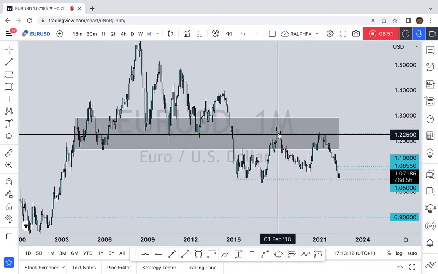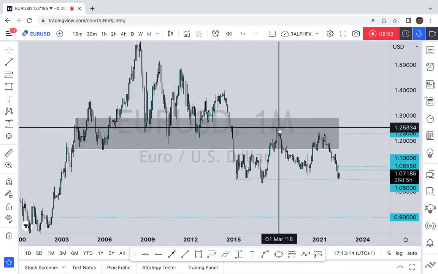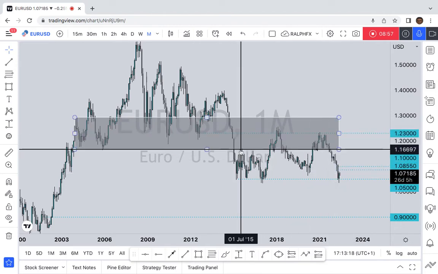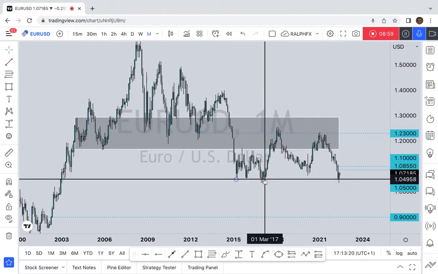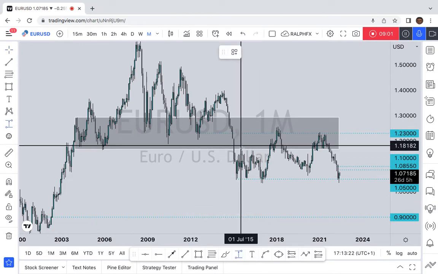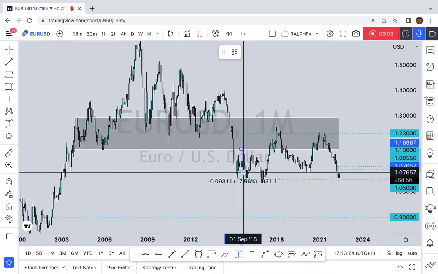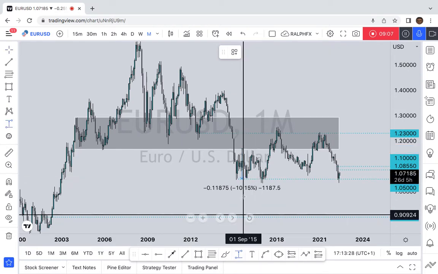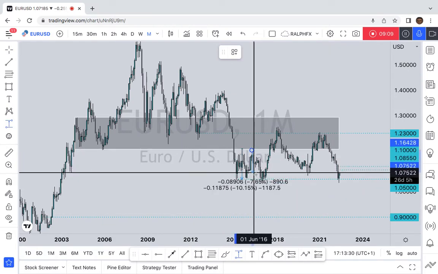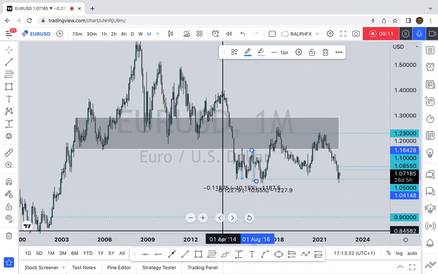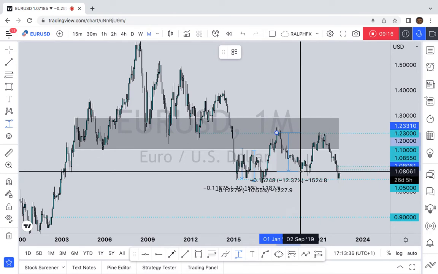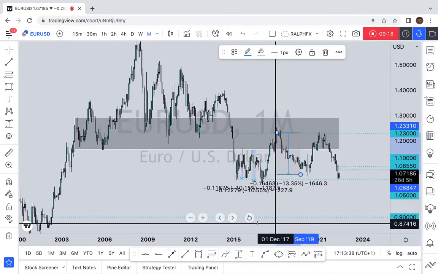So now you can see this move off of this zone, and this move off of this zone. You can see these little moves off of this zone as well. And again, let's measure the pip moves. This is a 1,100 pip move. This is another 1,200 pip move. This one is a 1,600 pip move.